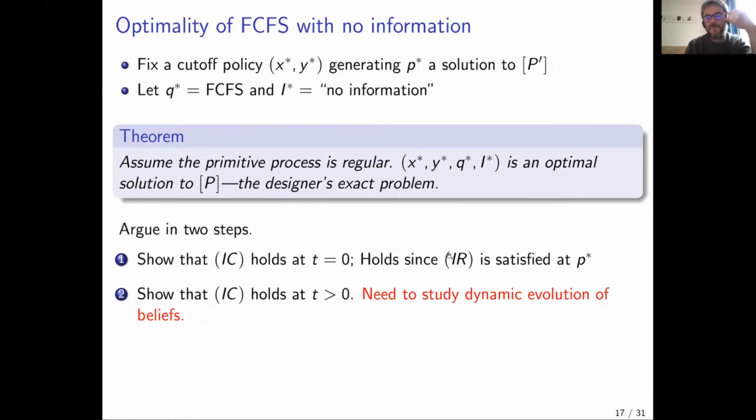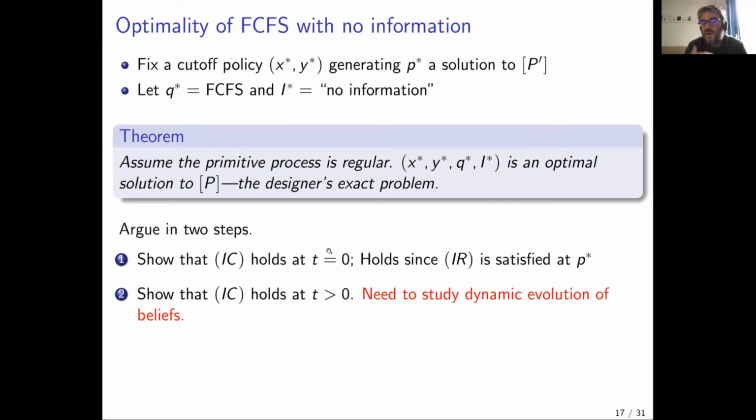So there are two steps. By the way, it's clear that if we can show that incentive compatibility constraints are satisfied, this should be optimal because it achieves a value which is the value of the relaxed problem. So this is going to be optimal. So what we need to show is that incentive constraints are satisfied under this cutoff policy, together with the no information rule and first come, first served.